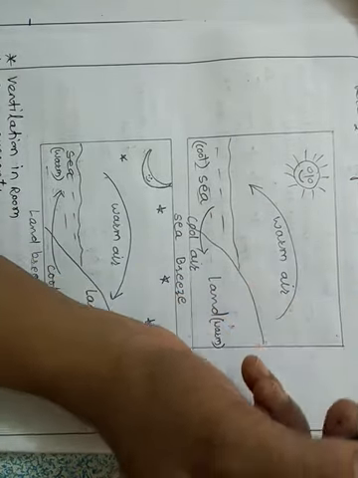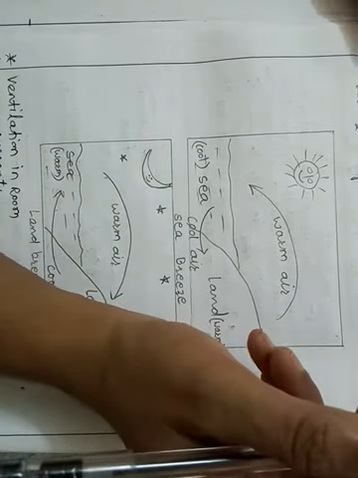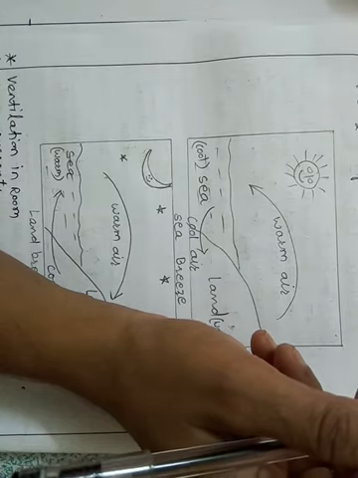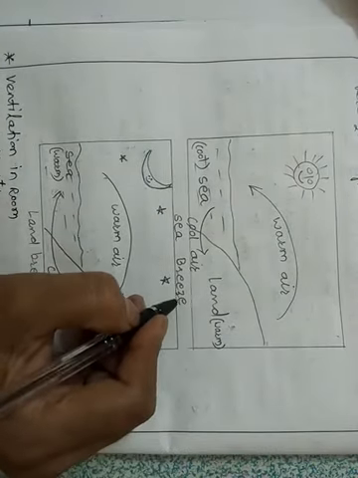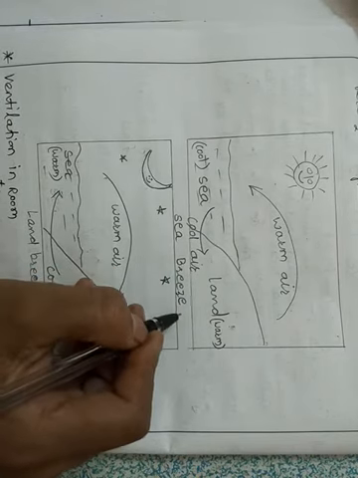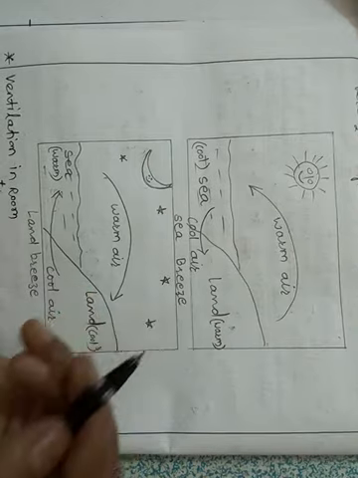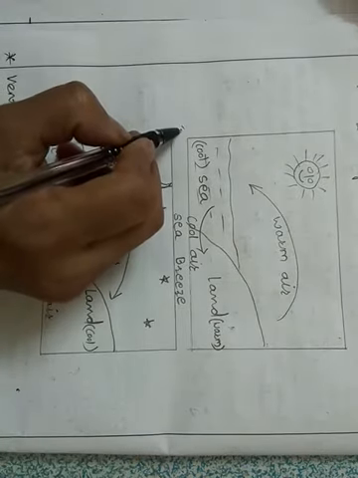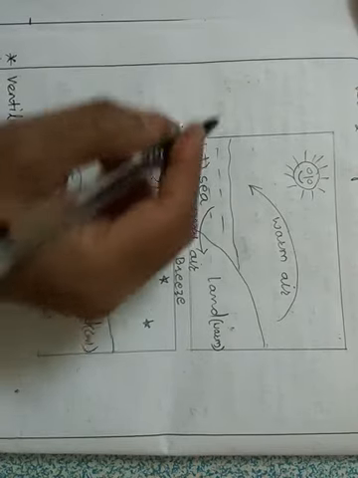So two types of breeze blow in the coastal areas. In coastal areas, convection in air is responsible for the land breeze and sea breeze. Okay, so two types of breezes are there in the coastal areas, that is land breeze and sea breeze. So first we will see the sea breeze.